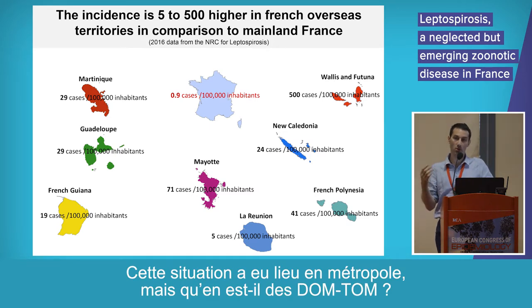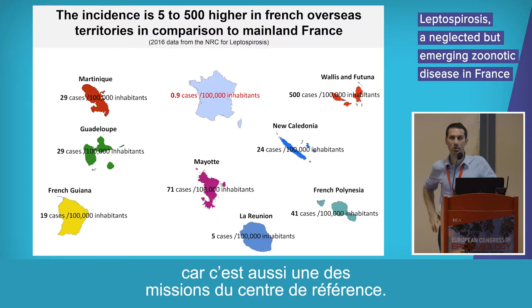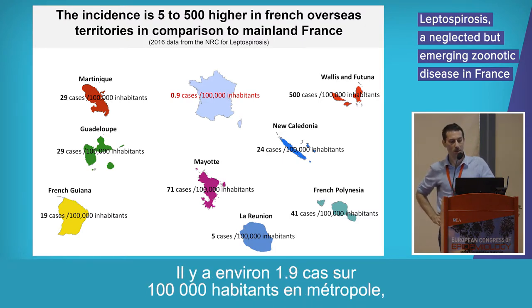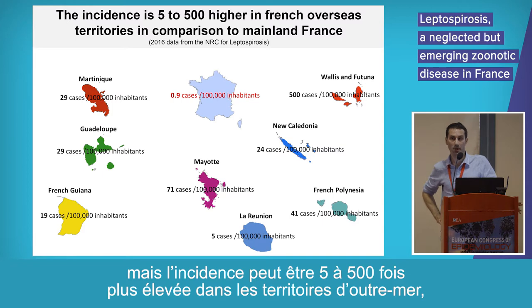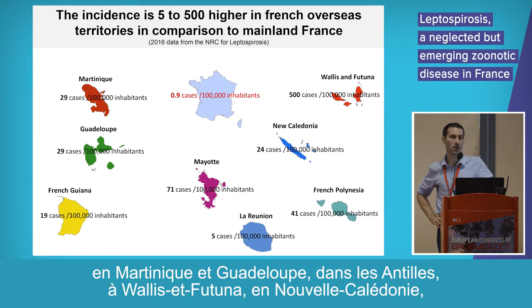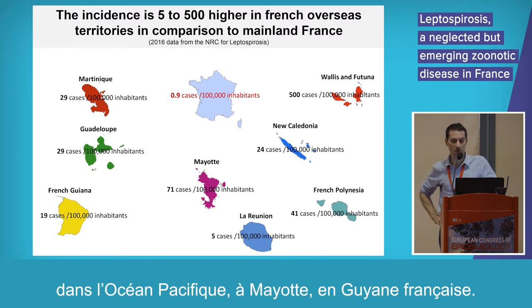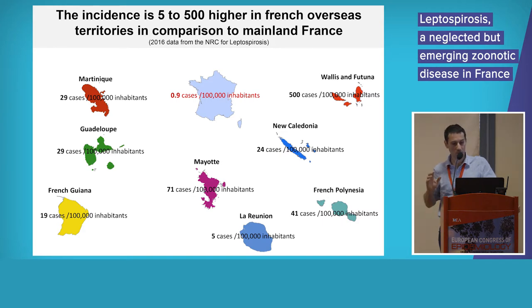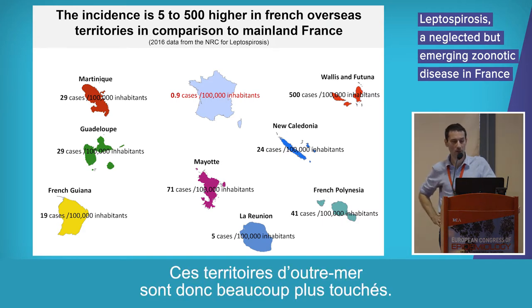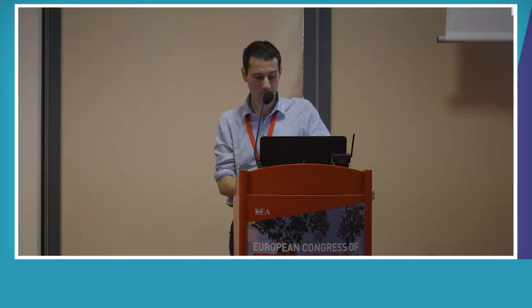So what is the situation in French overseas territories? Because this is also one of the missions of the reference center. We had about 1.9 cases per 100,000 inhabitants in mainland France, but the incidence can be 5 to 500 times higher in French overseas territories: Martinique and Guadeloupe in the French West Indies, Futuna, New Caledonia and French Polynesia in the Pacific Ocean, Mayotte, La Réunion, and French Guiana. So the incidence is much higher in these territories.